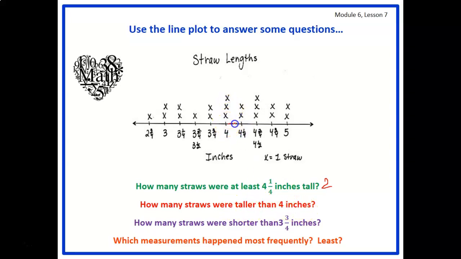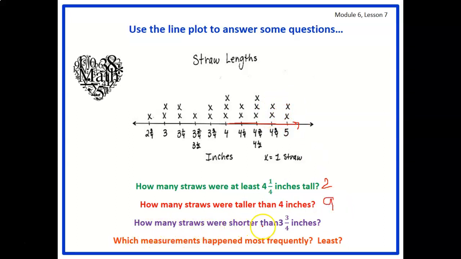How many straws were taller than 4 inches? Well, that means anything going this direction is all taller than 4 inches. We don't want to count 4 inches because 4 is not taller than 4. It is 4. So I've got to come everything bigger than 4. 1, 2, 3, 4, 5, 6, 7, 8, 9.